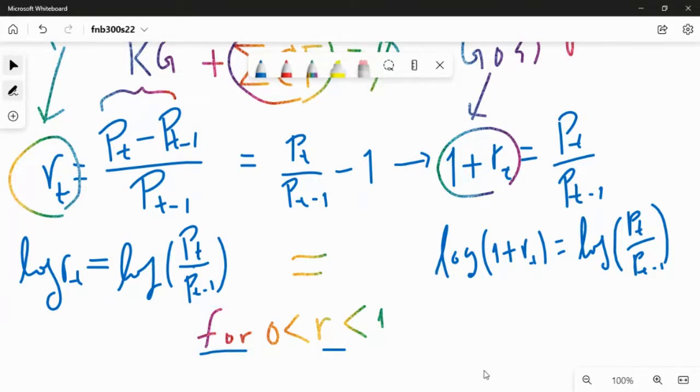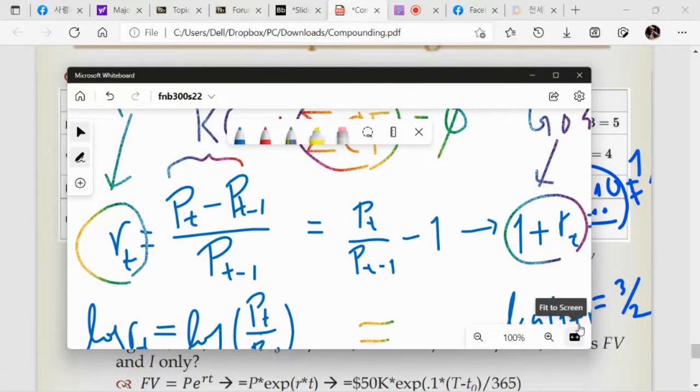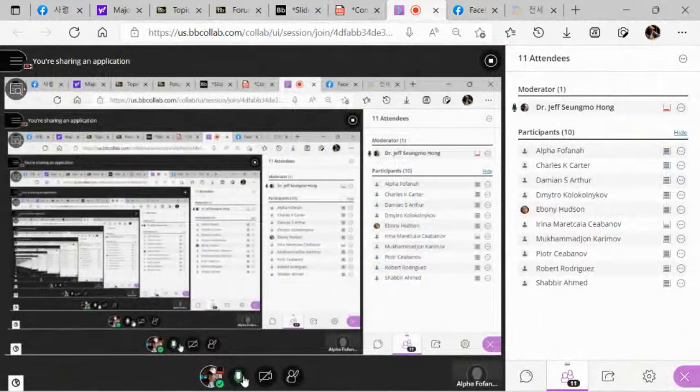The time is already 10:36. So let's take a 10-minute break and come back around 10:45. Okay, and then we'll get more into this. All right, so 10 minutes. Okay, let's take a 10-minute break.